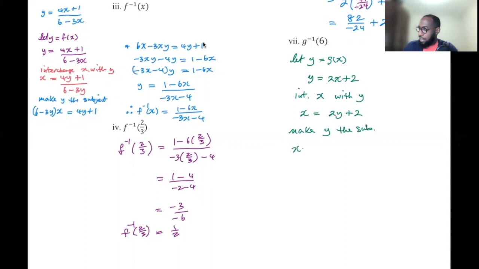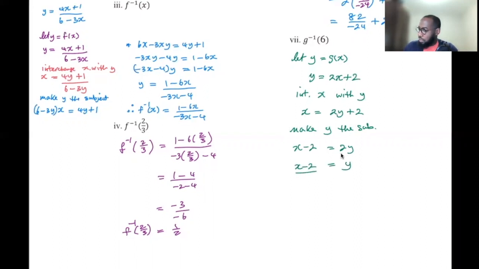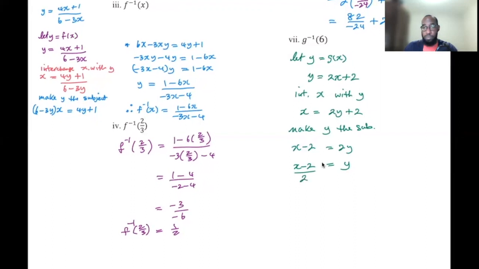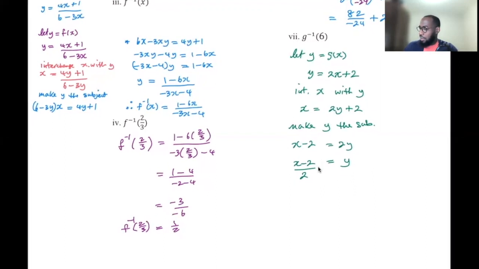All right. So we have x minus 2 equals 2y. So if we get rid of this 2, we subtract 2 on both sides. You have x minus 2. Now, if we divide both sides by 2, we have y is equal to x minus 2 divided by 2. All right. And once you make y the subject of the formula, that is G inverse of x. G inverse of x is x minus 2 divided by 2. Close bracket there.